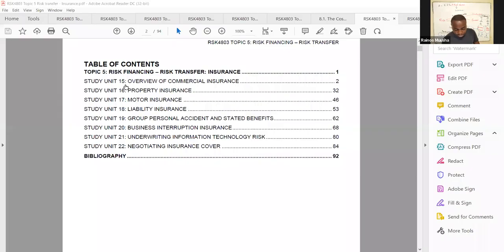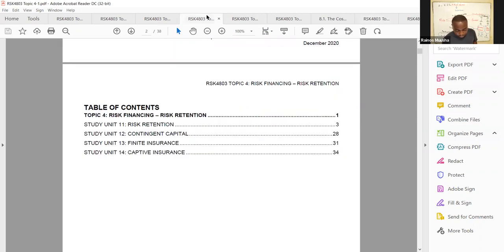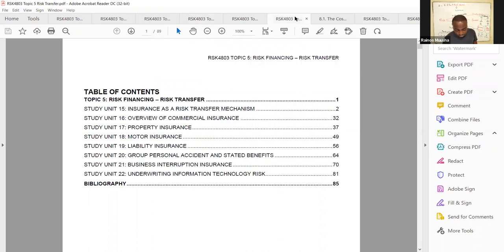Topic 5 is you have study unit 15, then 16, 17, 18, 19, 20, 21, and 22, right? That's what you have, isn't it? So you'll see that on these study units, where I was looking at study unit 15 to 22, remember I said insurance and risk transfer mechanism, overview of commercial insurance.